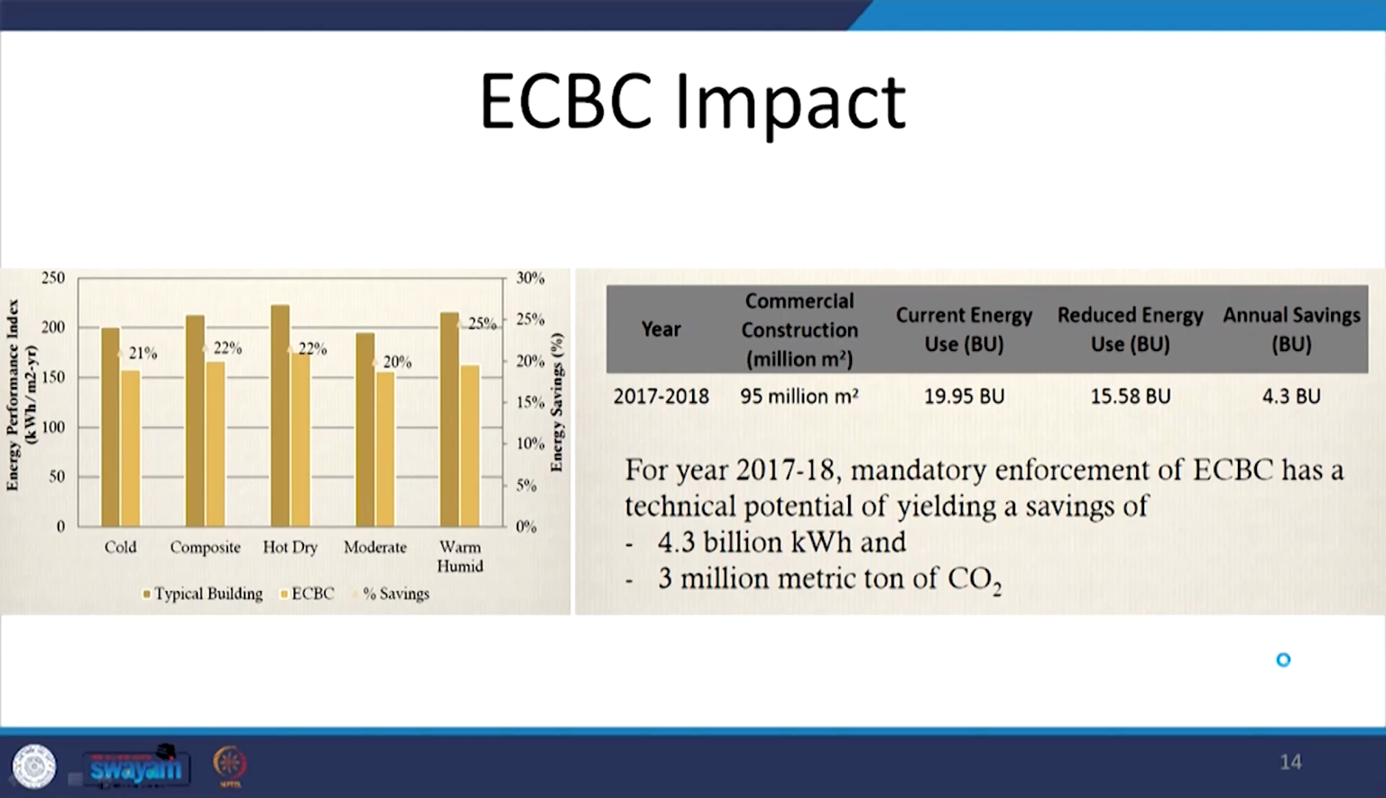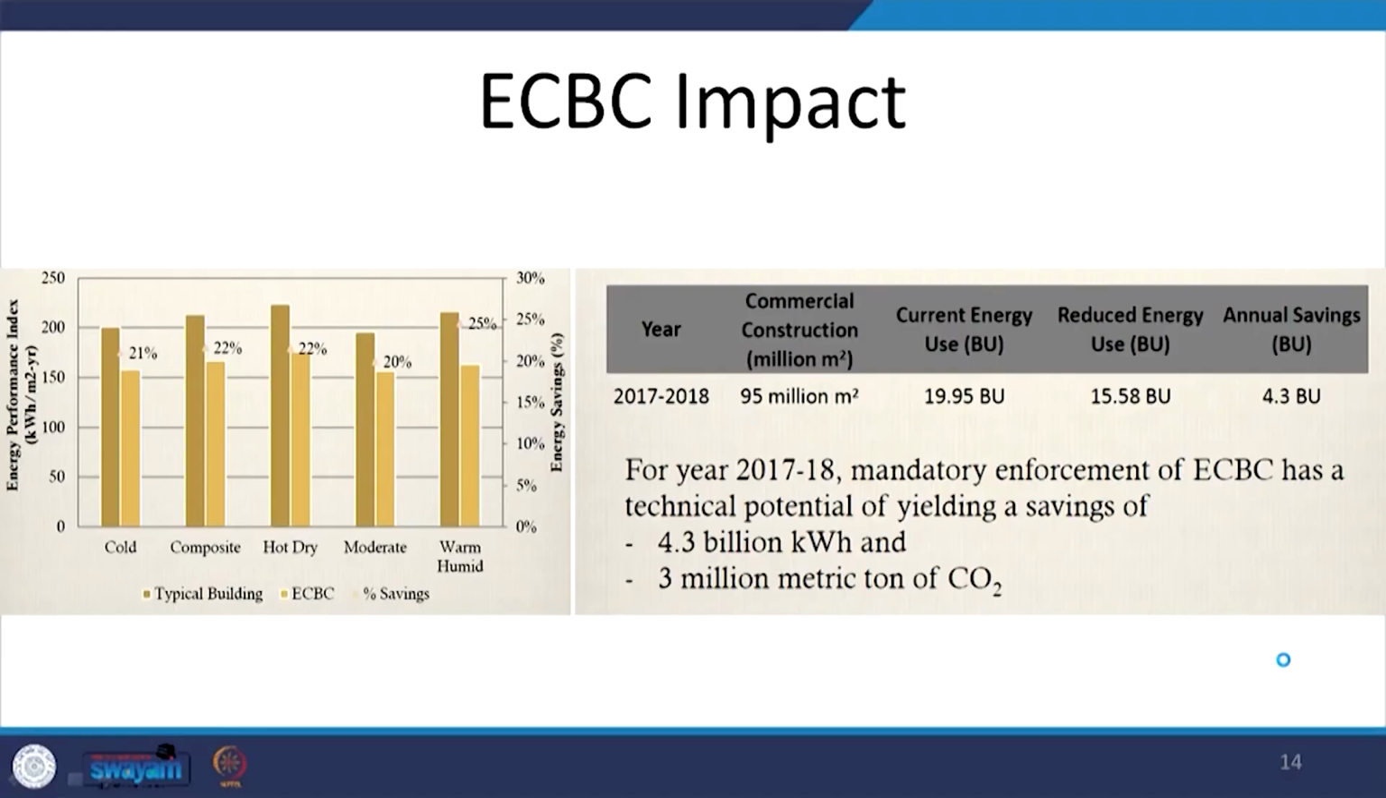And when ECBC 2017 was published, the possible impact of ECBC was estimated, and it was seen that if all the buildings constructed in the year 2017-18, which is the year when the latest version of ECBC was launched, were to be made ECBC compliant, it would yield a potential saving of around 4.3 billion units of energy consumption, and would save around 3 million metric tons of CO2. It would offset that much of emissions.